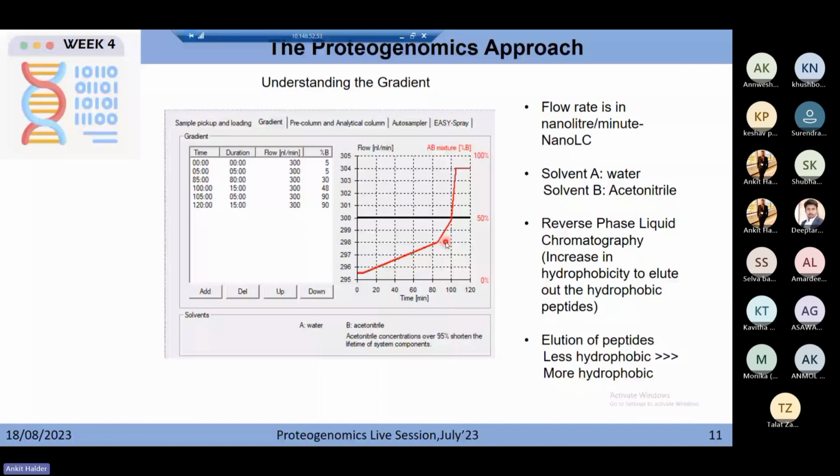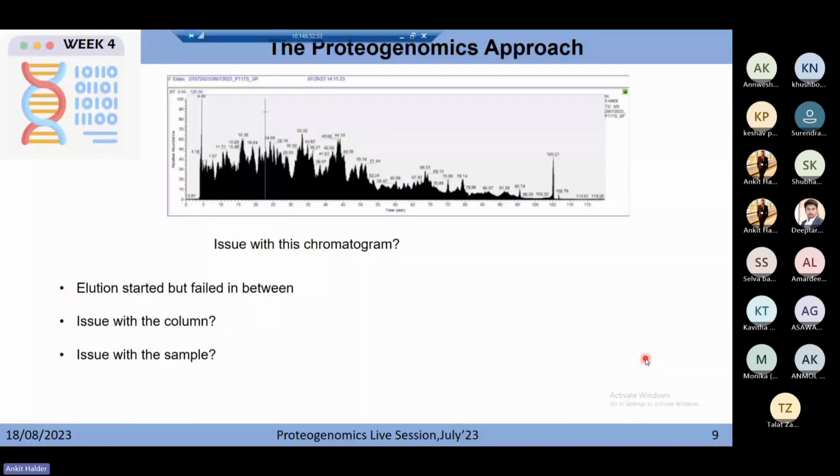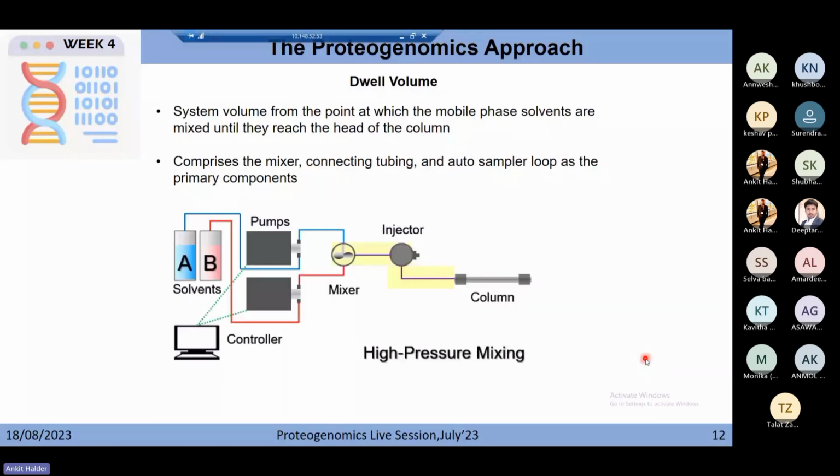The elution of peptides occurs in the range from less hydrophobic to more hydrophobic. As the gradient is increased, more hydrophobic peptides are eluted out. That's why we stress that it should be more of a Gaussian pattern, with the peptides detected in that range and at those intensities. Yeah, so any questions, anything till now?